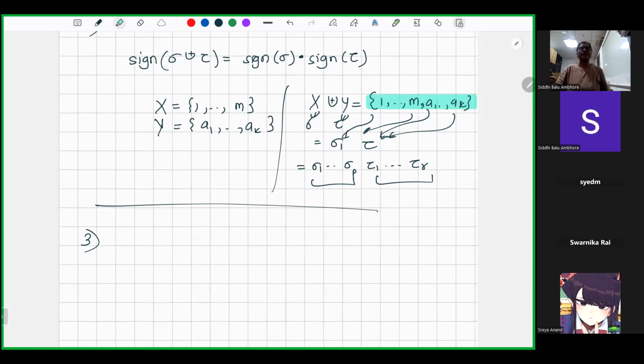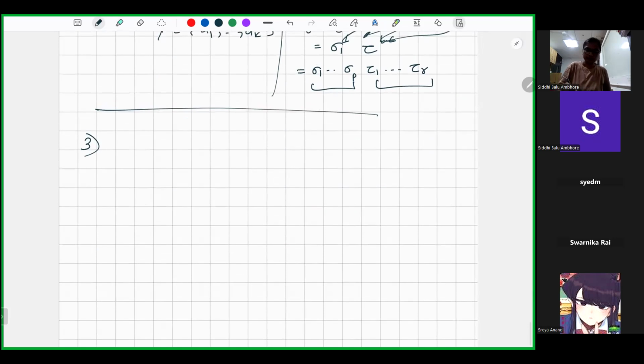And you will understand that whatever is happening for sigma, there will be some signature of sigma, there will be some signature of this tau, and it will essentially be the product of these two. Okay, and the final one is again on X cross Y. Now the X and Y are different, and what is the permutation?